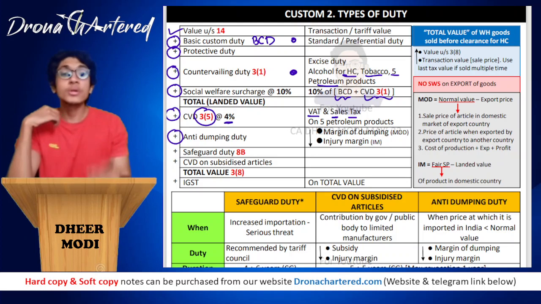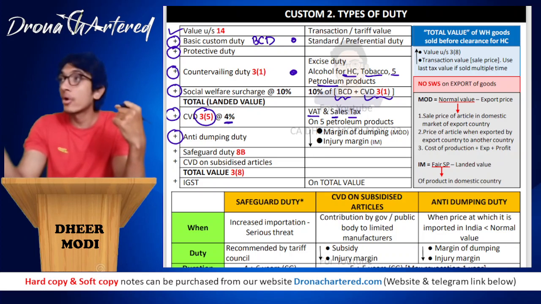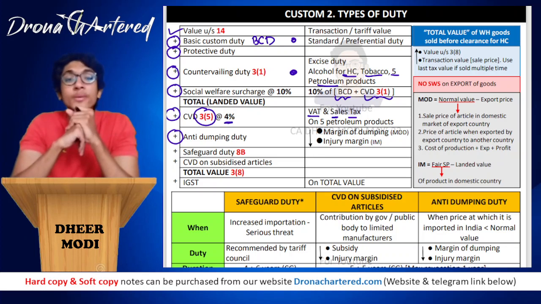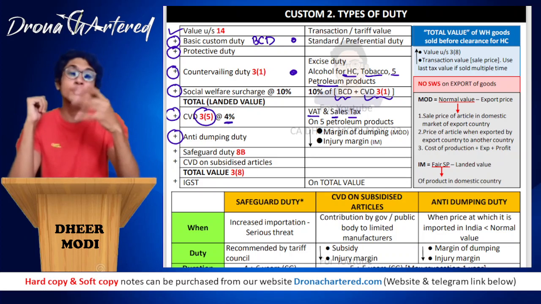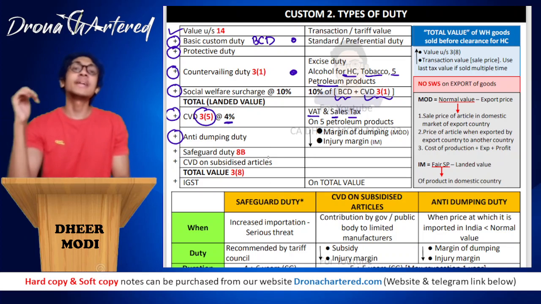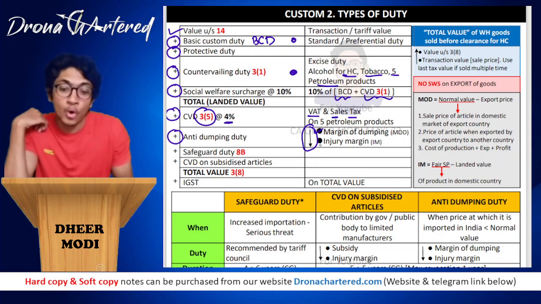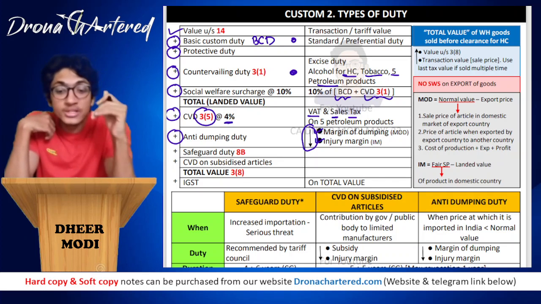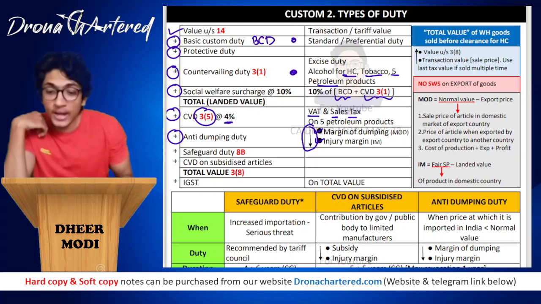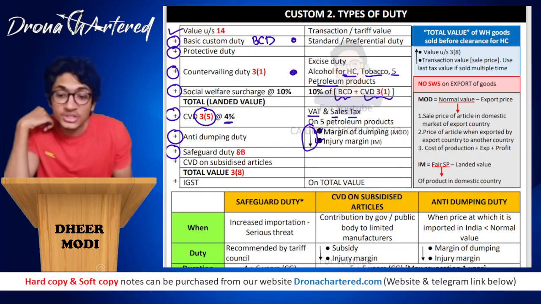Your anti-dumping duty is to protect the domestic industry, so that people do not import at prices which will hamper your domestic market. So to prevent dumping in your domestic market, you put an anti-dumping duty. Now your anti-dumping duty is the lower of your margin of dumping, that is MoD, and IM, that is injury margin. So it will be the lower of margin of dumping or injury margin, whichever is lower, that is your anti-dumping duty. Then after anti-dumping duty, you will add your safeguard duty section 8(b).